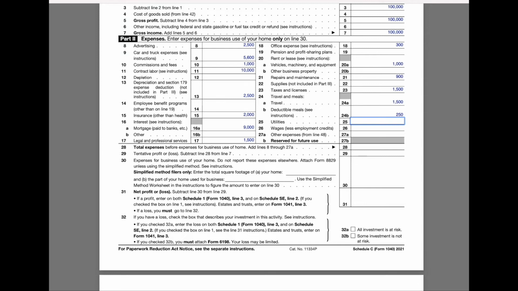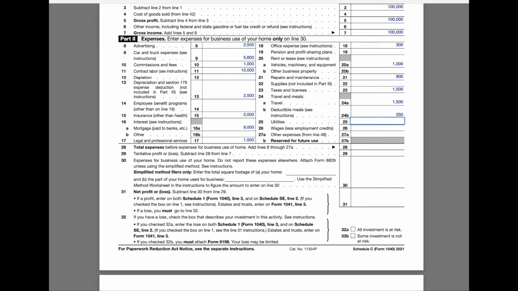Line 25, utilities. If you used your home for business, you do not deduct the base rate of your first phone line into your residence. Now, you can report long distance, and if you had a second line, you can deduct a business percentage of the charges for that line. But in our example, we did not have any.